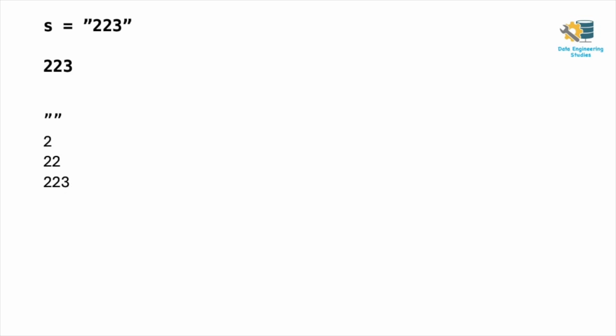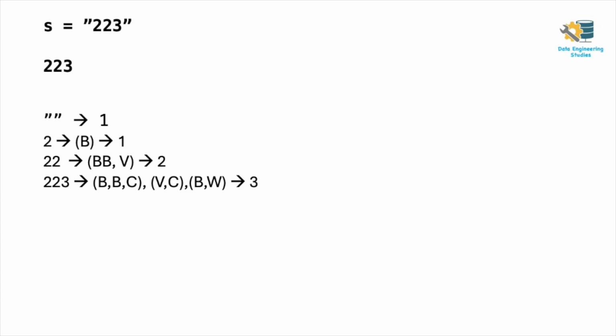In order to decode, first we will assign 0 for all the subproblems. For an empty string, there is only one way. I hope it makes sense. If it is an empty string, there should be only one way to decode. If there is only the first character which is 2, there should be only one way to decode. That is, 2 corresponds to B, which is one way. For 22, there are 2 ways to decode. That is, B, B and V. For 223, there are 3 ways to decode. That is, BBC, VC and BW.